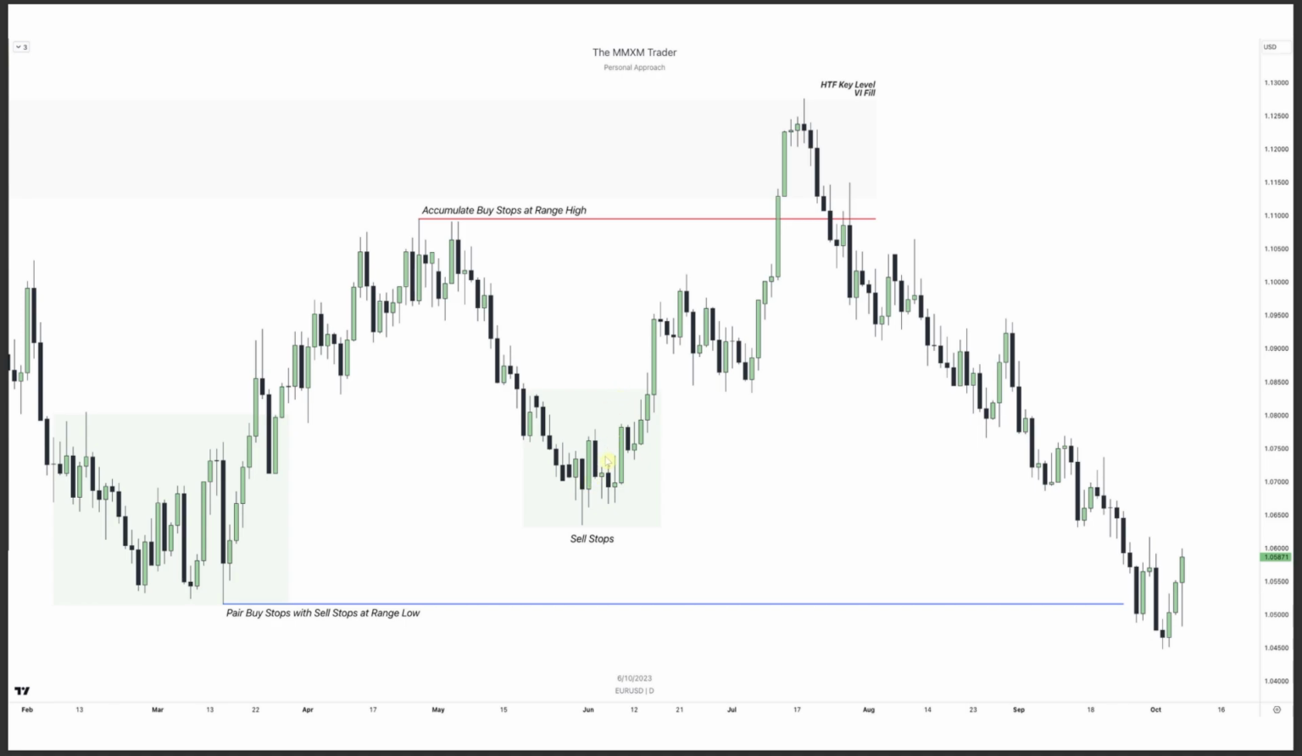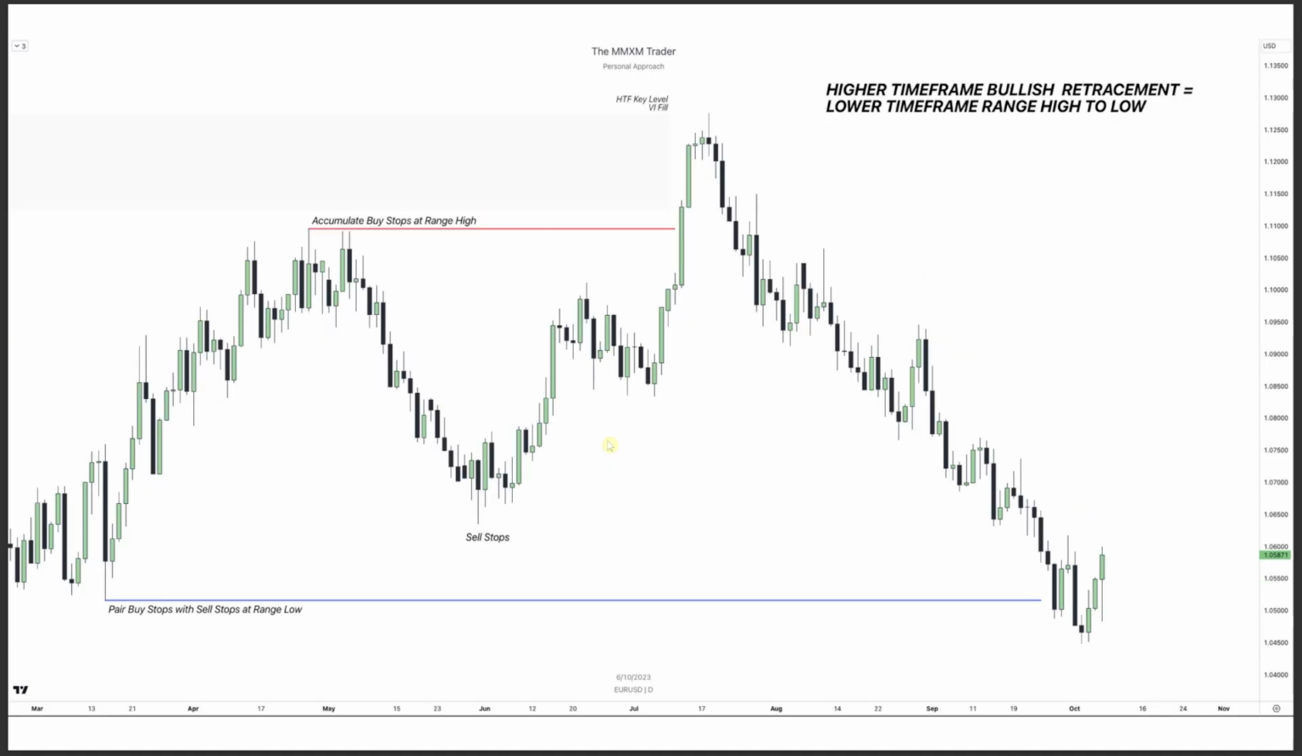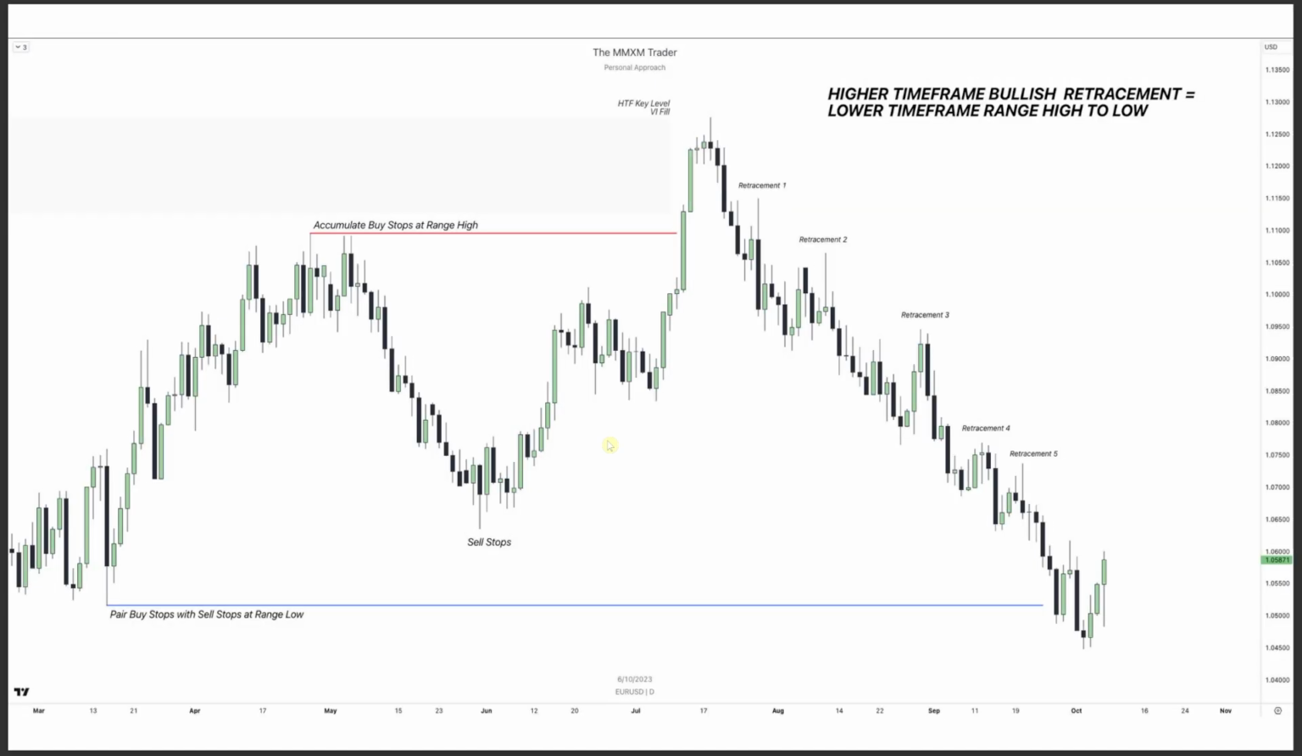There can be multiple market maker buy and market maker sell models within one range. So a higher time frame bullish retracement is a lower time frame range high to a range low. So how does that look like? We've got multiple retracements over here, right?